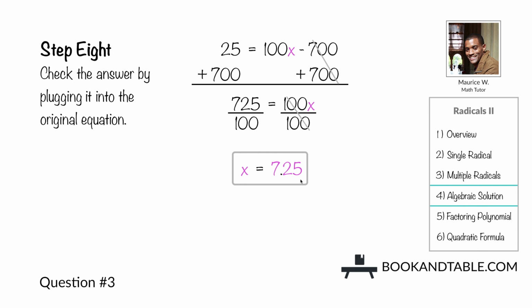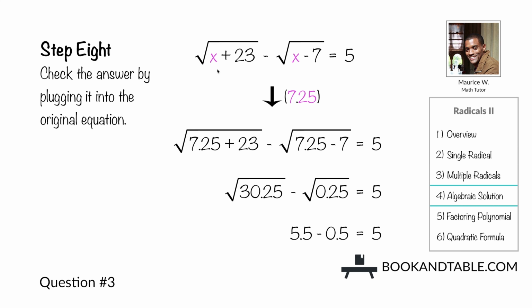Then lastly, step 8, check the answer by plugging it into the original equation. The square root of x plus 23 minus the square root of x minus 7 is equal to 5. When you plug in 7.25 in both places where you see x, you wind up with 7.25 plus 23, which gives you radical 30.25. The square root of 30.25 is 5.5.